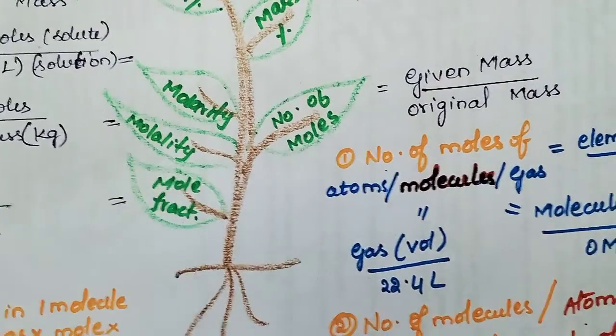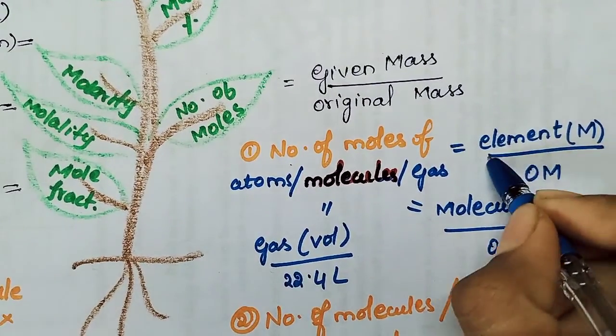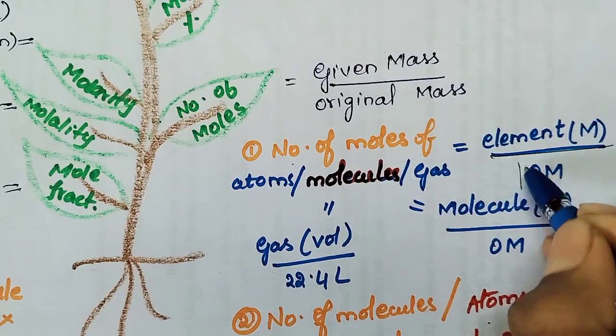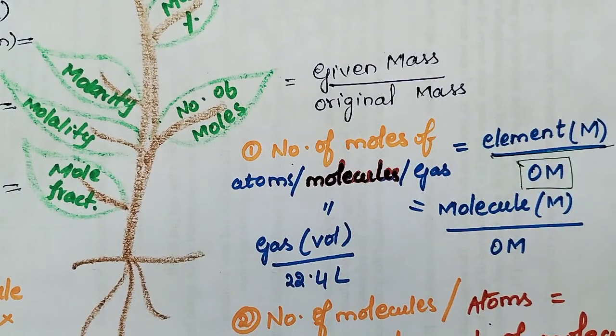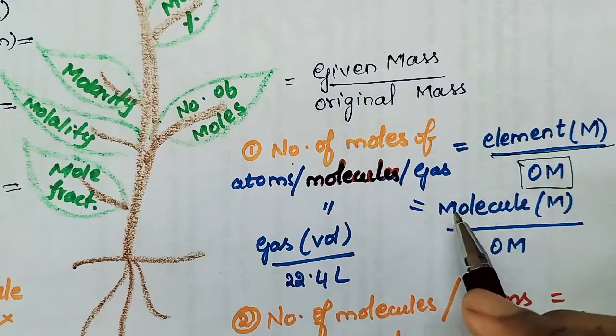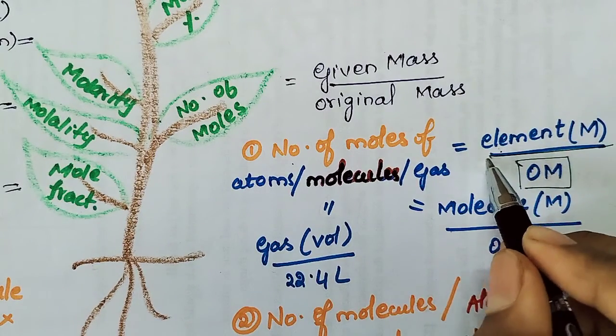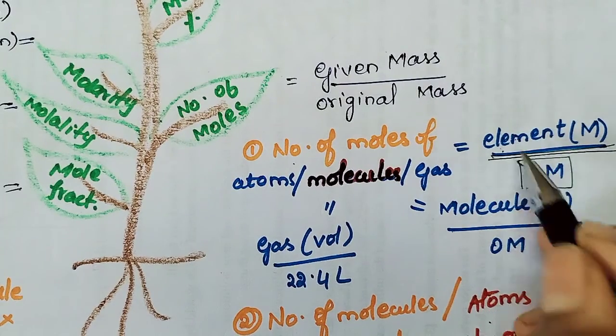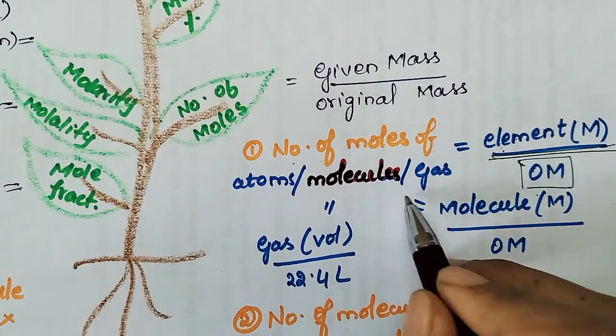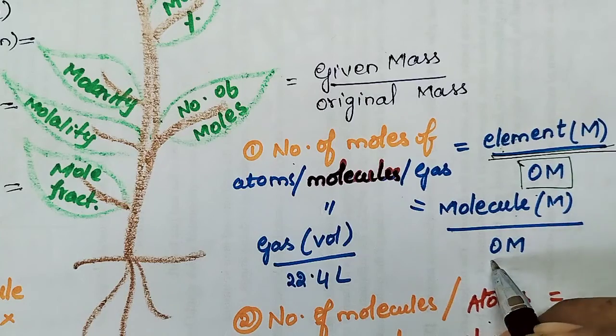Next, see the number of moles. How to calculate the number of moles? Mass of the element by atomic mass. So given mass by atomic mass, I have told you in previous parts, no? If we have to calculate the number of moles for an element, then element mass by atomic mass. For a molecule, mass by molecular mass.